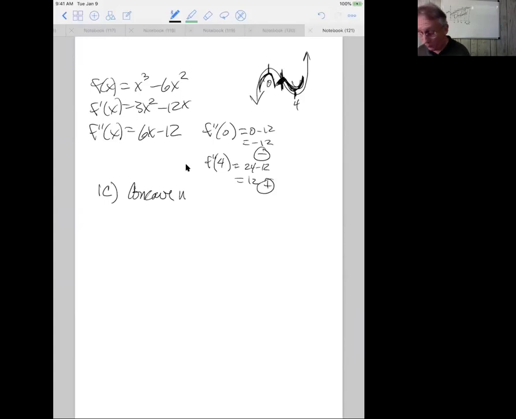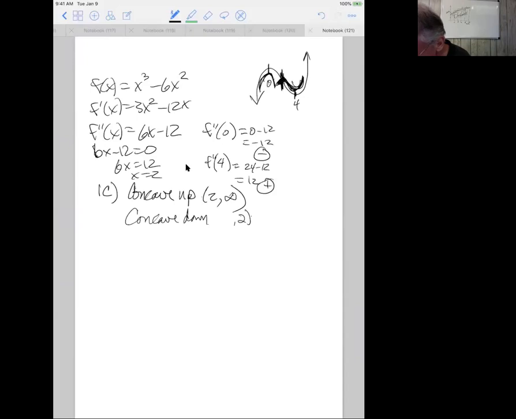And it goes where? Where does this equal 0? So 6x minus 12 equals 0 will give us where the point of inflection is. 6x equals 12, x equals 2. So the concave up starts at 2, it's halfway between 0 and 4, which is a good help, 2 to positive infinity, and concave down ends at that 2 and goes to negative infinity to the left, okay? Concave down is over here, concave up over here, and the point of inflection is where it changes.